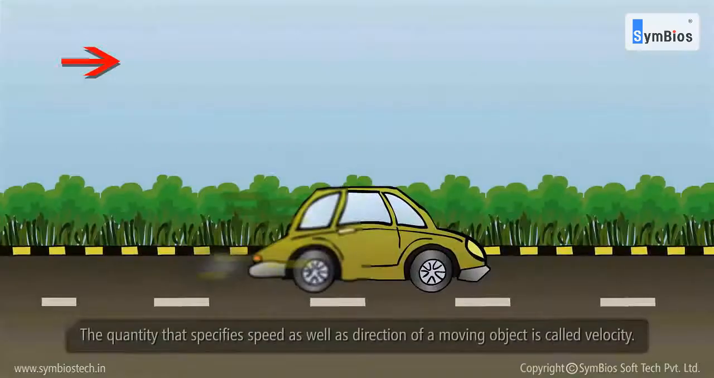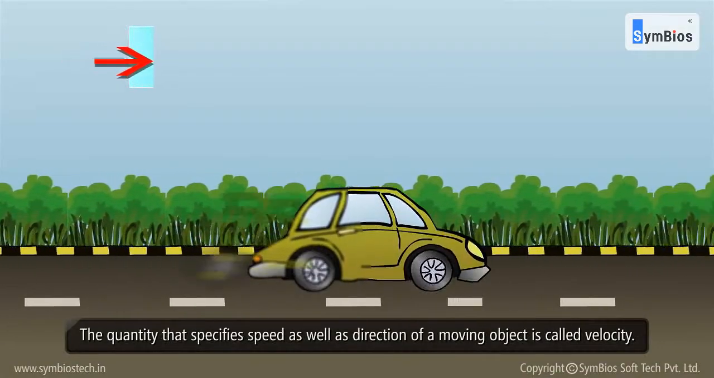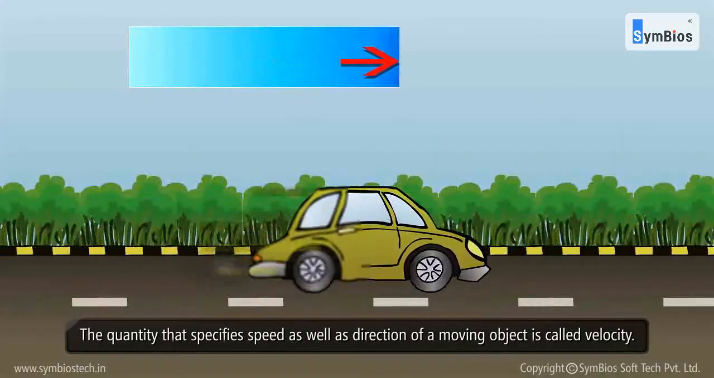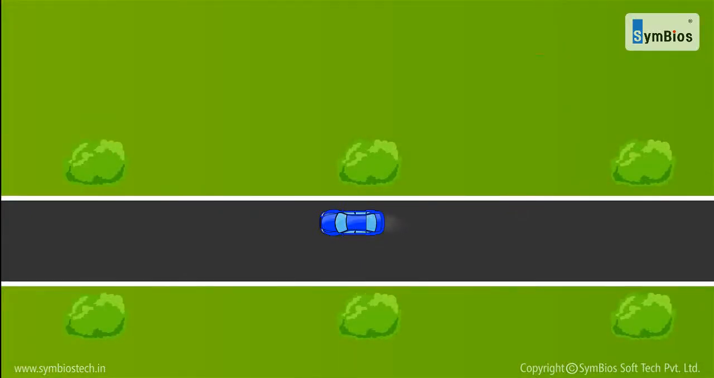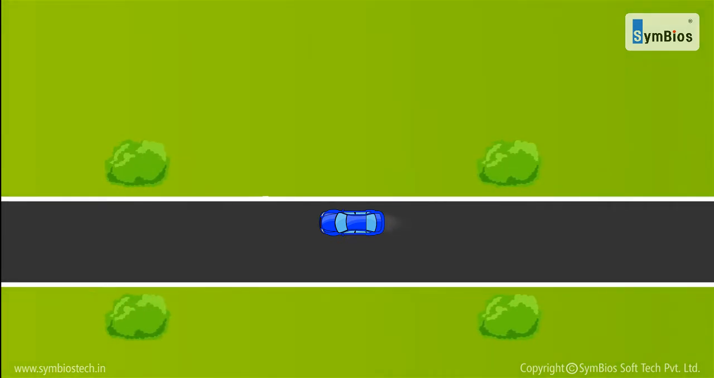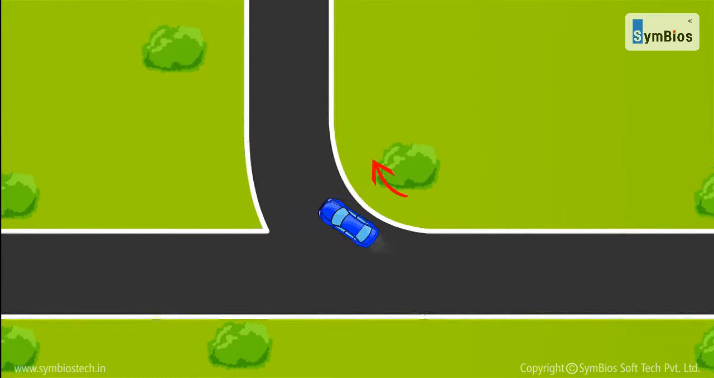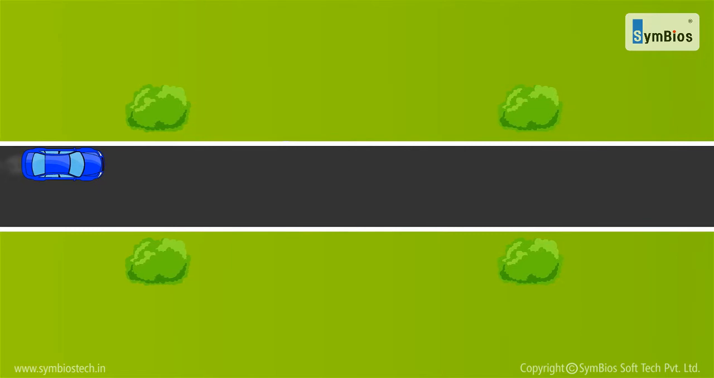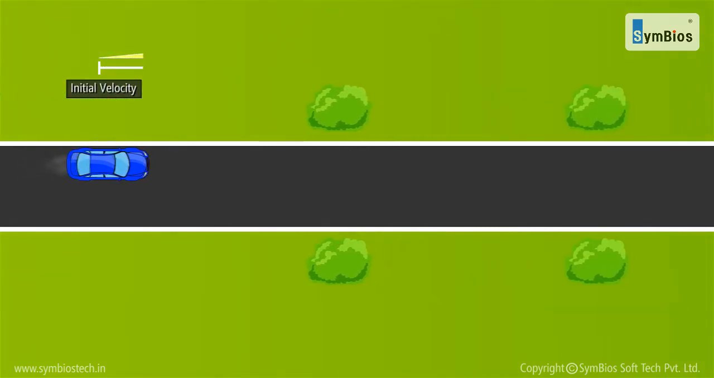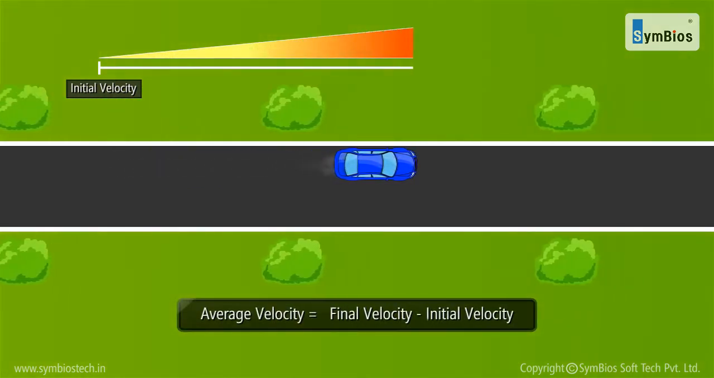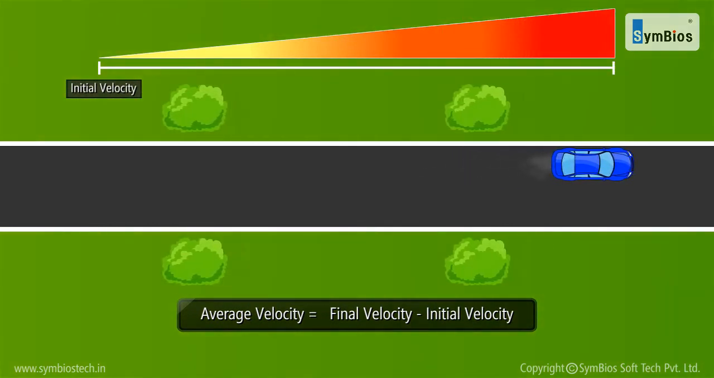The quantity that specifies speed as well as direction of a moving object is called velocity. One can change the velocity of a moving object by changing the speed of the object, the direction of the motion, or both. When the velocity of an object is changing at a uniform rate, then we can calculate the average velocity by taking the arithmetic mean of the initial and final value.